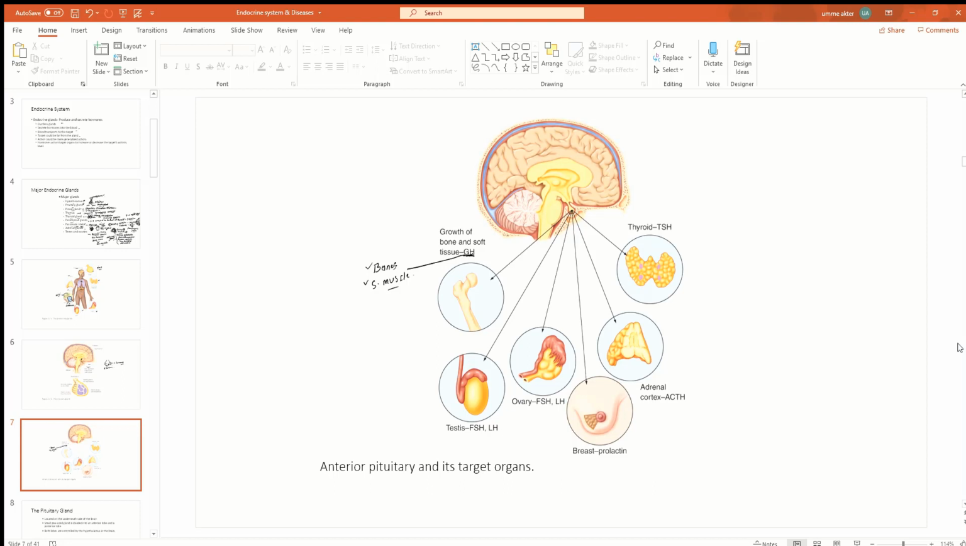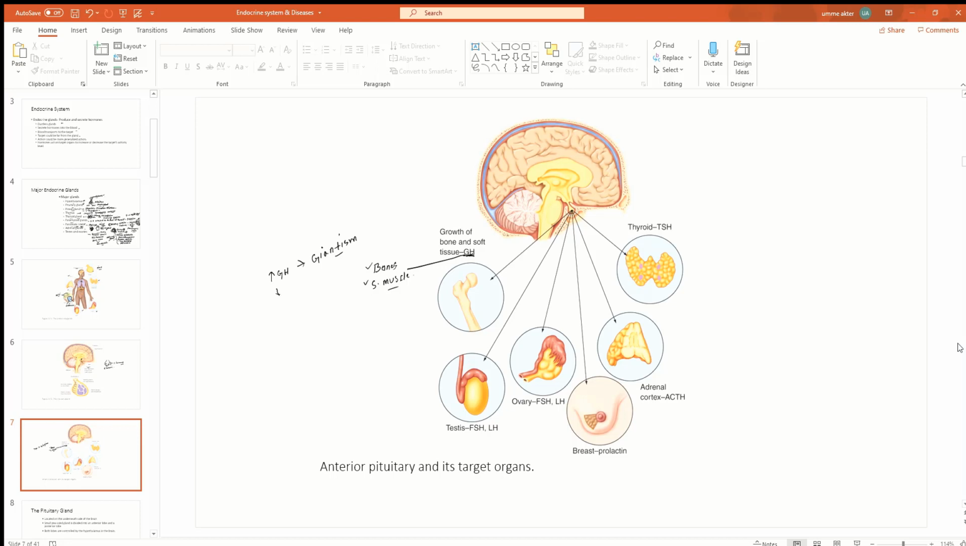Now if during the growth of the body, that means before your puberty, when the body grows, if the growth hormone secretion is more than normal, then what will happen? The person will grow very fast, and that is called giantism or gigantism. Same thing, okay? Gigantism or giantism.